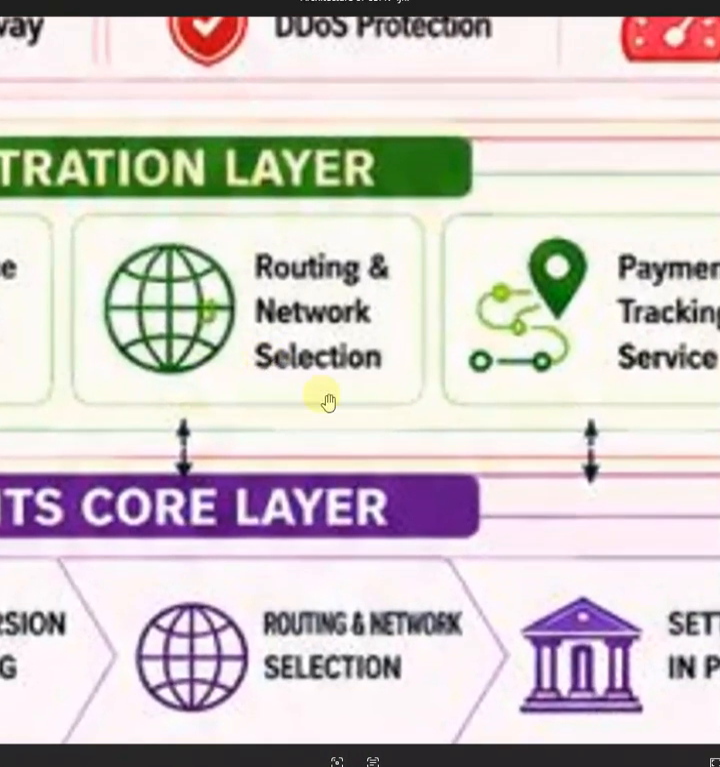Okay, next is routing and network selection. Many routing systems are available for transferring payment, and not only routing, if you don't have a one-to-one relationship with a different banking system when you're transferring the money, at that time we have to involve the correspondent banking system, right?